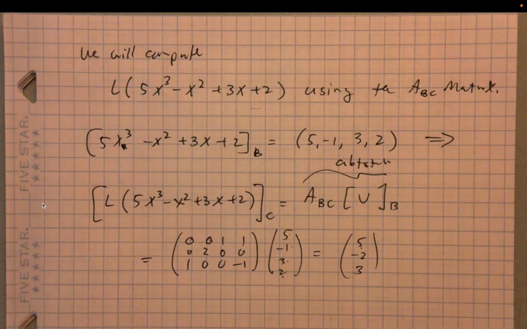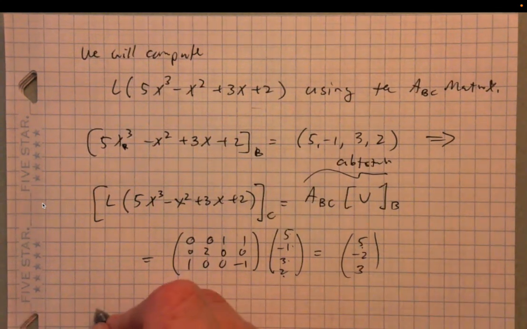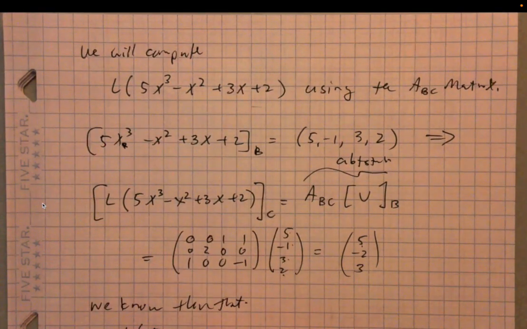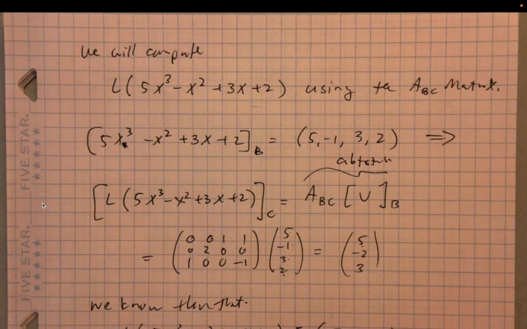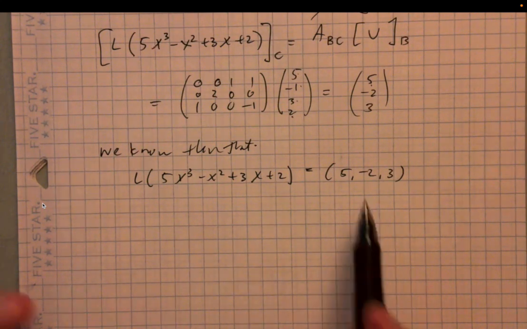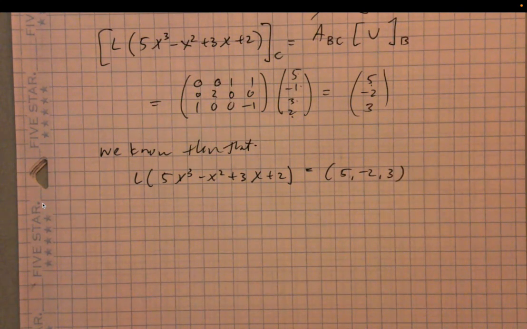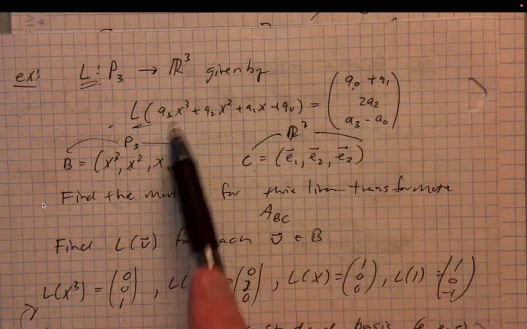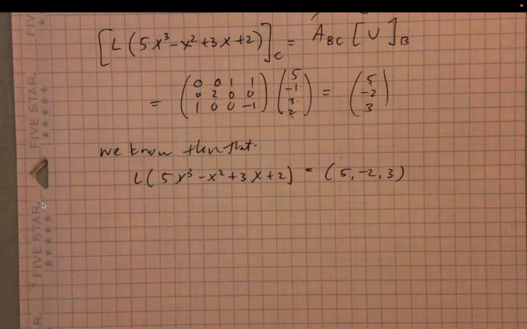Okay. All right, and since C is the standard basis for R3, we clearly know that L of this guy here, 5x cubed minus x squared plus 3x plus 2, is just equal to this, 5, -2, 3. So that linear transformation takes this third degree polynomial and converts it into this 3-tuple. How would we verify this? Well, we could verify that by going back to the definition, which was this guy right here. You could plug in that vector and see where it lands. But all we did was use this very nice, simple matrix multiplication.